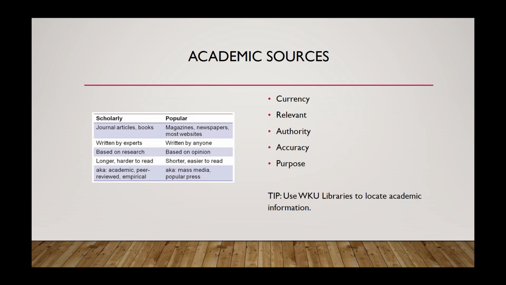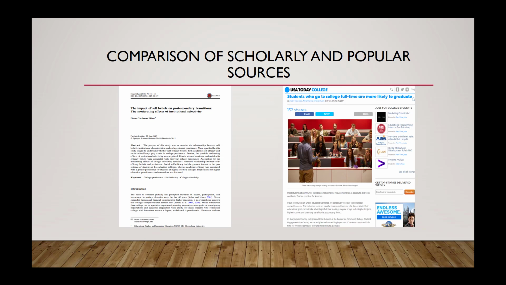And the purpose. So the purpose for academic is more of what they can contribute to the research field, whereas the purpose of a popular magazine is to sell the magazine. I have here an example of an academic source versus a popular source.